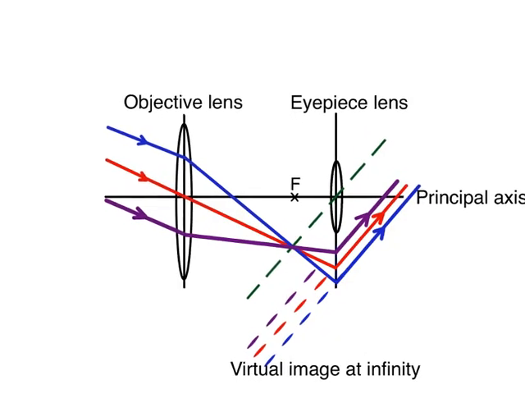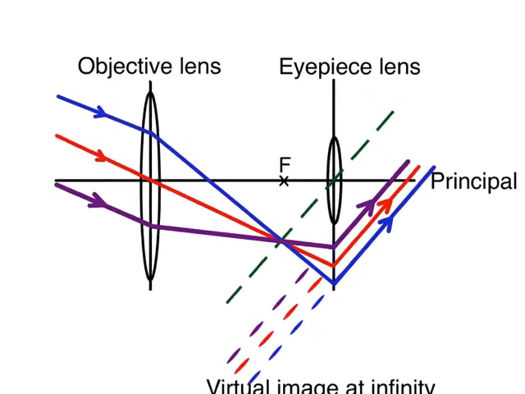The final image is said to be virtual, because it appears to be on the same side of the eyepiece as the intermediate image formed in the focal plane.